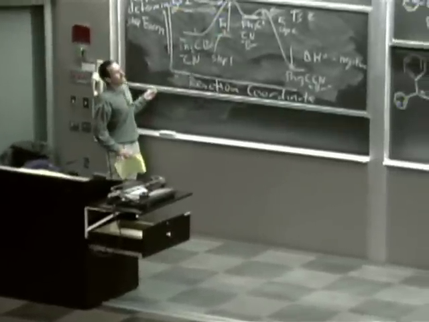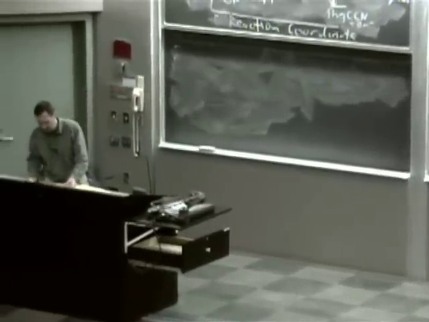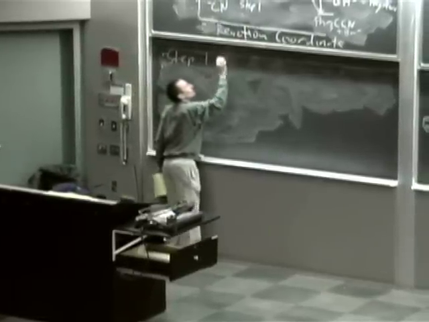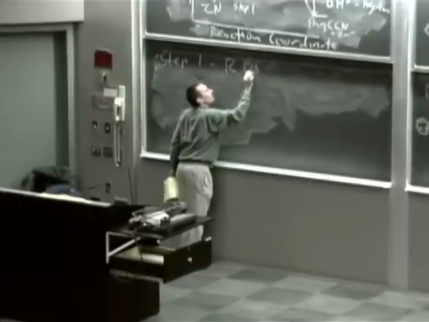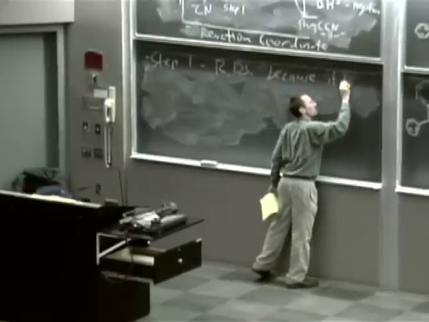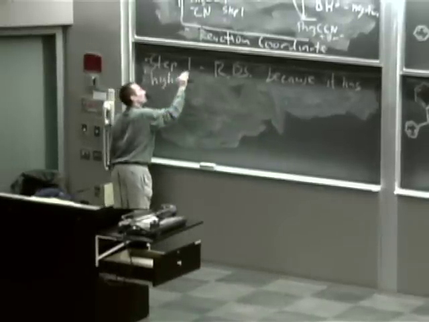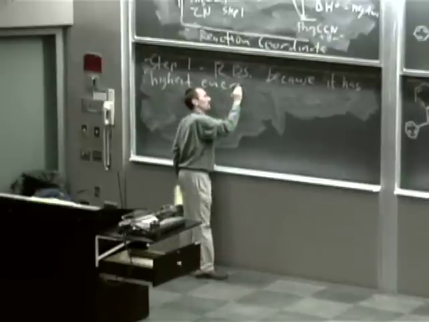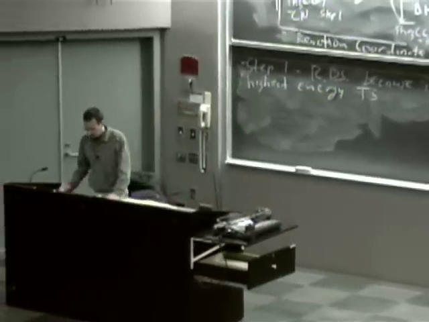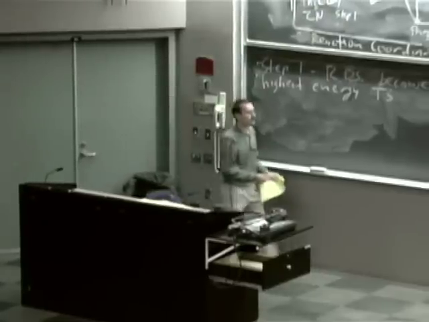All right, so as I said, step 1 is the rate determining step because it has the highest energy barrier, specifically because it has the highest energy transition state, in this particular example. So what does that mean? It means it's the slowest step.